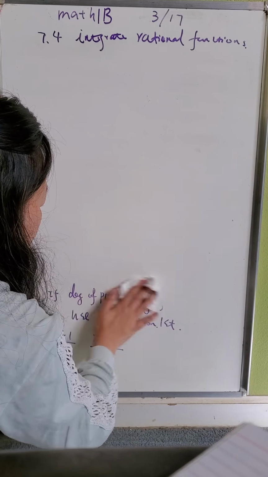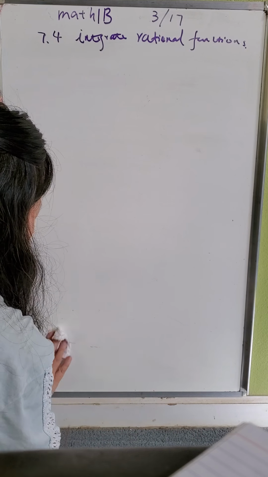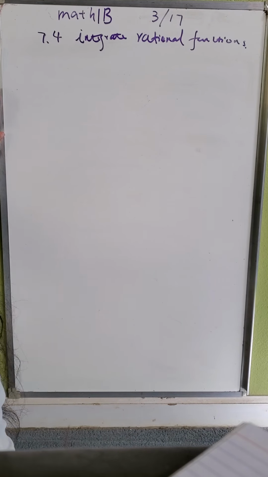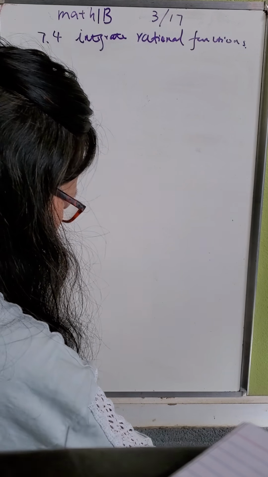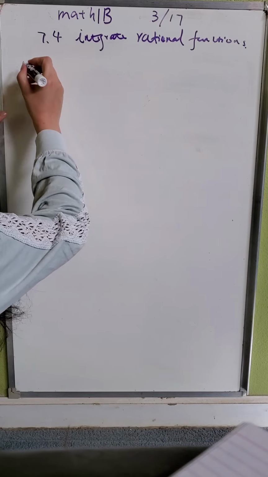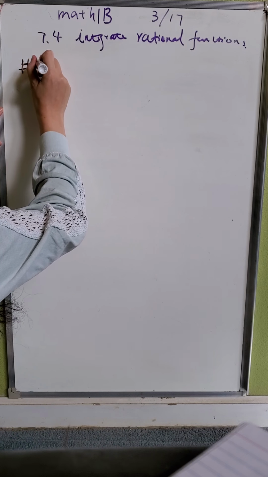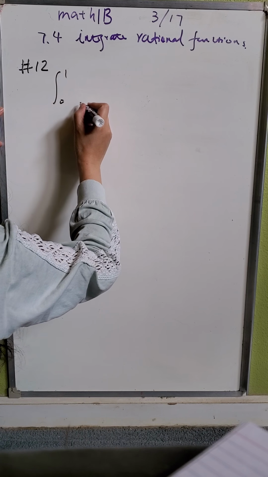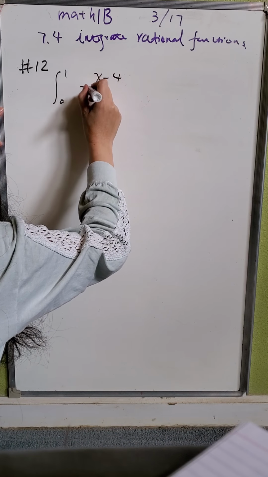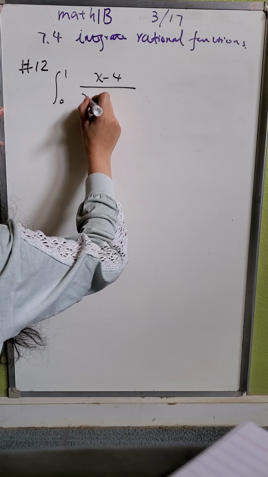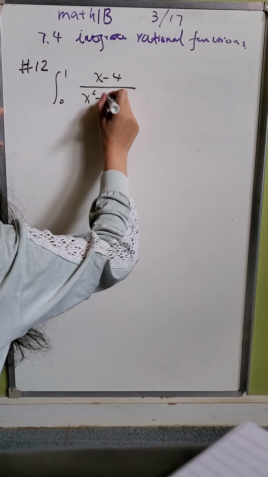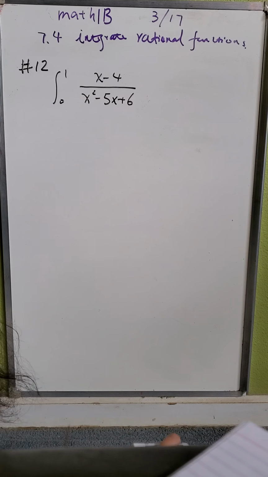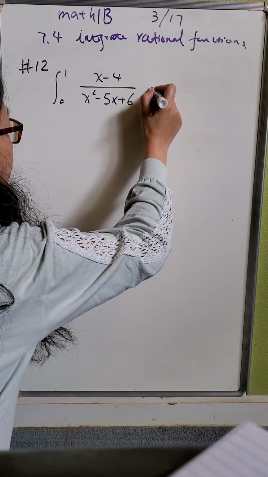We're going to start with problem number 1. Problem number 1 is problem number 12 on 7.4. They say integrate from 0 to 1 of x minus 4 over x squared minus 5x plus 6, dx.